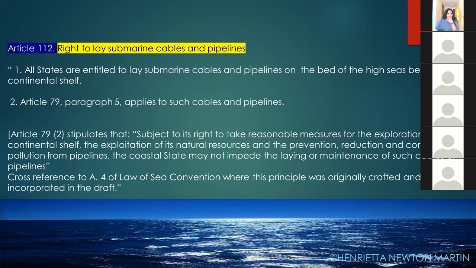It stipulates that, subject to its right to take reasonable measures for the exploration of the continental shelf, the exploitation of its natural resources, and the prevention, reduction, and control of pollution from pipelines, the coastal state may not impede, obstruct, or stop the laying or maintenance of such cables or pipelines. There's a cross-reference also to Article 4 of the Law of the Sea Convention, where this principle was originally crafted and incorporated in the draft.